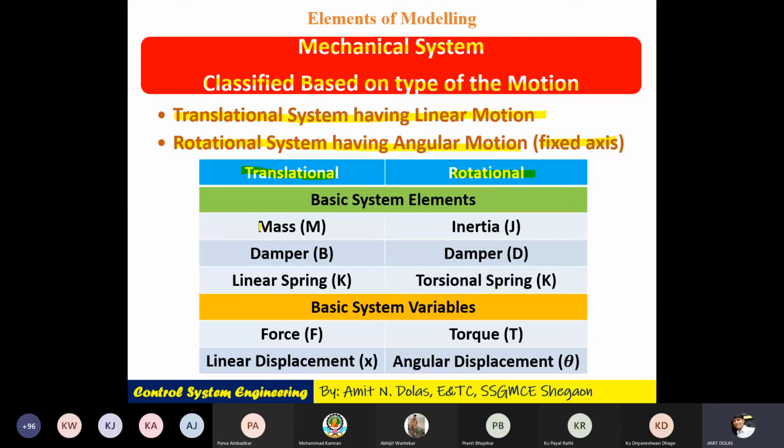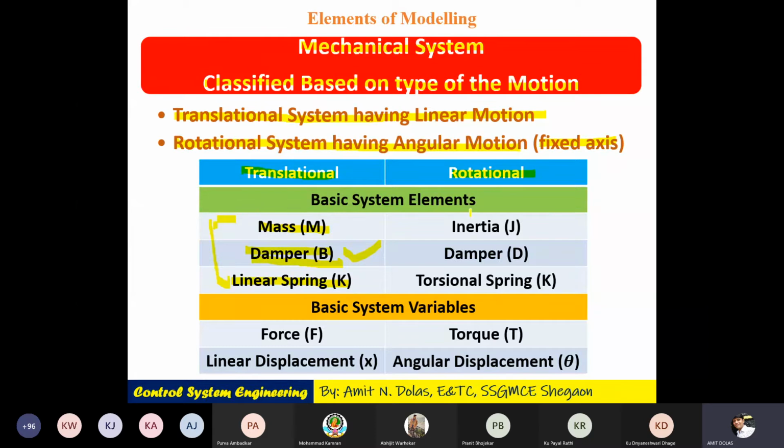What will the system elements be in both? Here in translational we have mass, then damper. What is a damper? Can anybody explain? One line statement for damper. What do you mean by damper? Damper is nothing but a friction. And linear spring, which will have potential energy. So these are the three elements of translational.